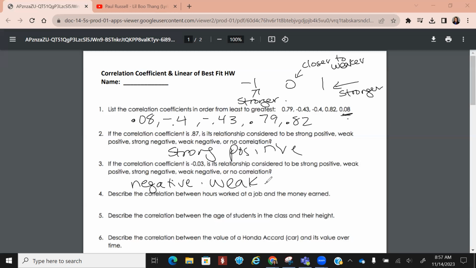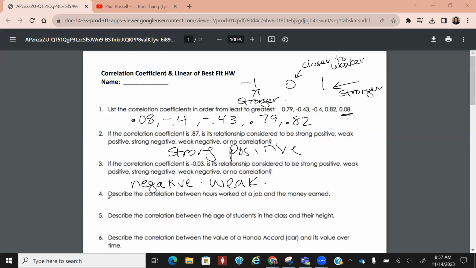Wait, 0.3 is close to 1. 0. That's close to 0. Oh, negative. Negative doesn't matter. So whether it has a positive or a negative out front, that's whether it's positive or negative. If it's closer to 0, it's weak. If it's closer to 1 or -1, it's stronger.